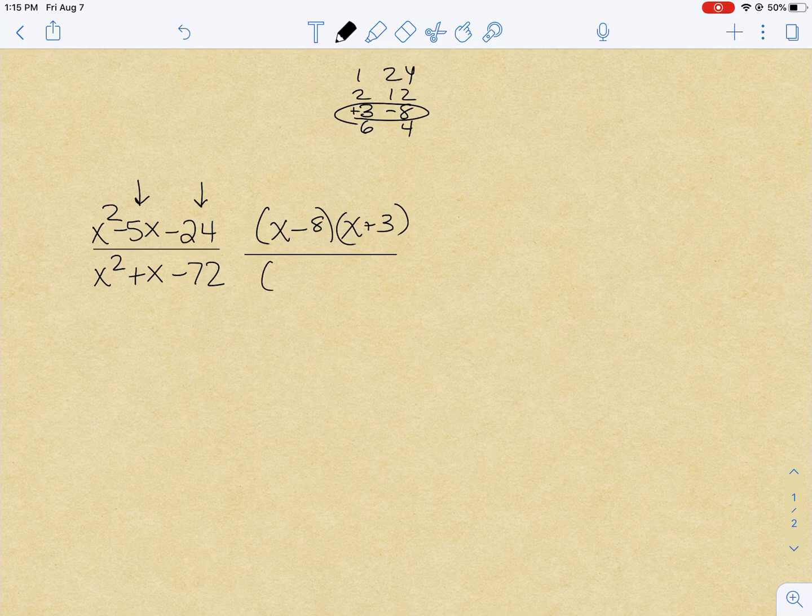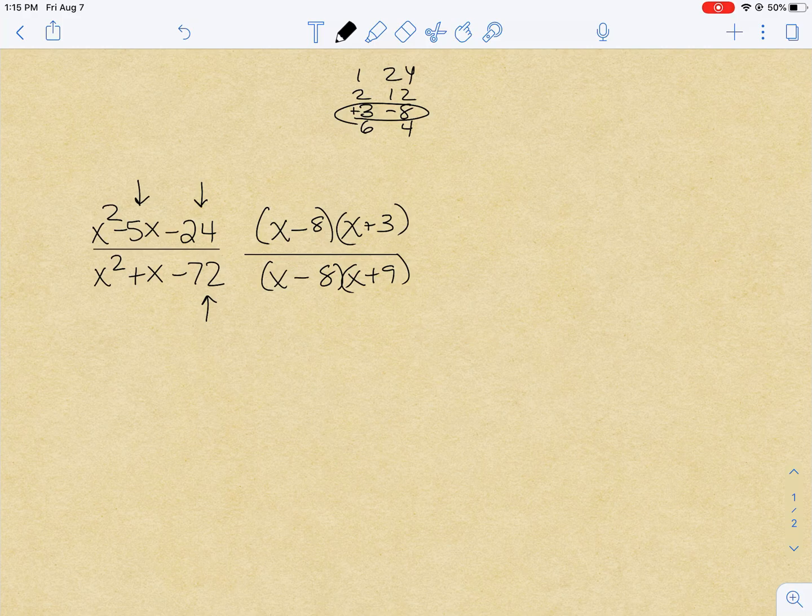Same thing on the denominator. What can multiply to be negative 72? And it looks like we have to make a 1 in the middle. So I'm going to go negative 8 and positive 9. So 9 minus 8 would also make positive 1 when we add them, but negative 72 when we multiply.